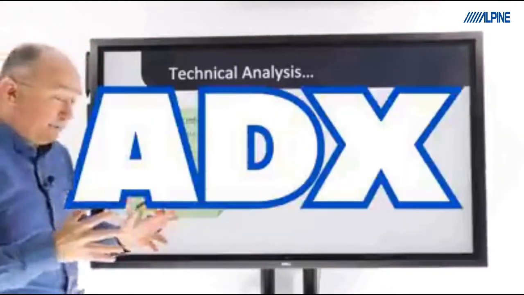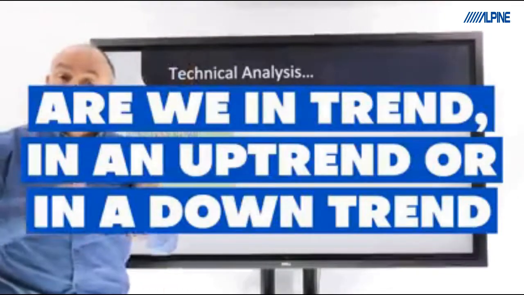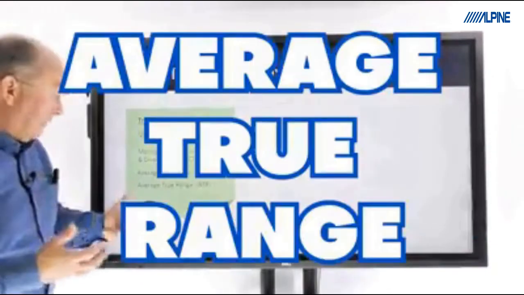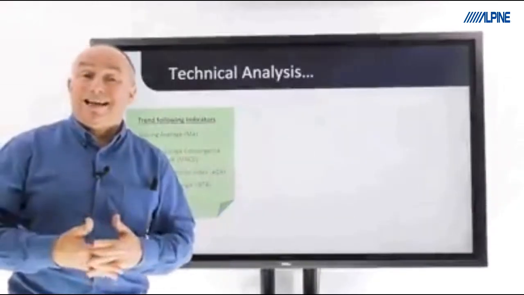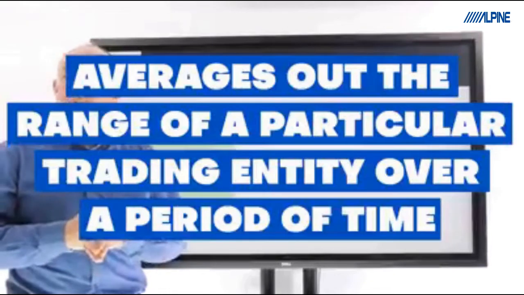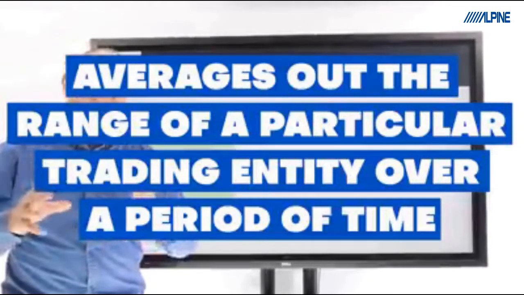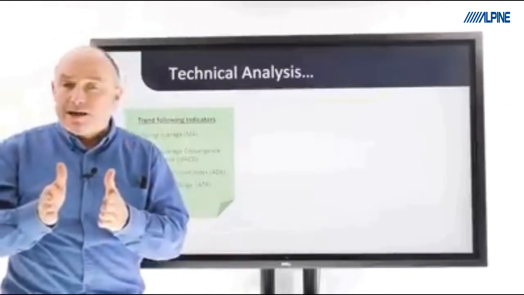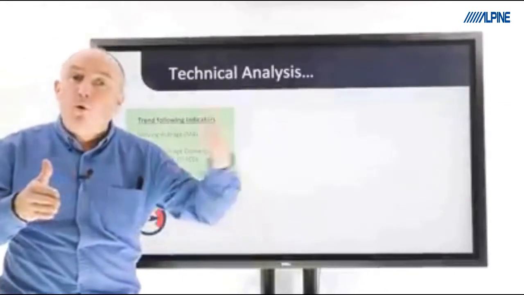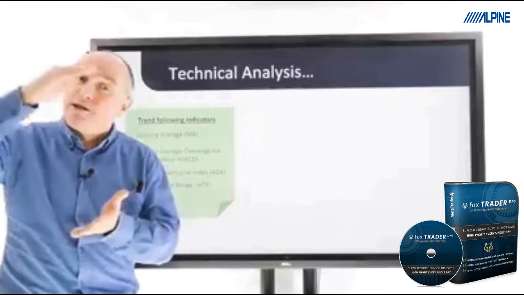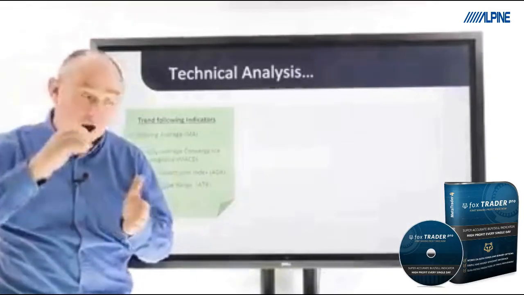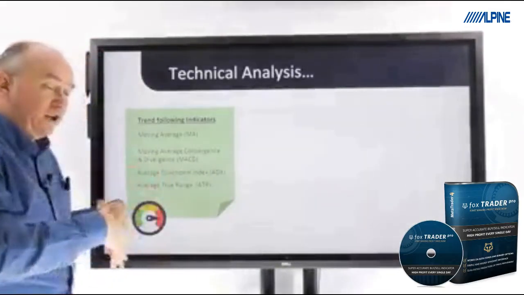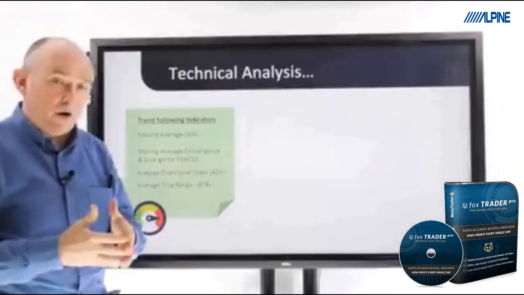And then you've got the ADX, which basically tells you are we in trend, are we in an uptrend or are we in a downtrend? And you've got the average true range. Basically it does what it says on the tin. It averages out the range of a particular trading entity over a period of time. So if you're looking at the hourly price action, it looks back over say the last 14 hours and averages the range, the difference between the high and the low. So we use the average true range in conjunction with trend as well.